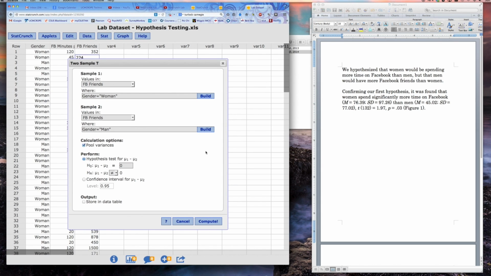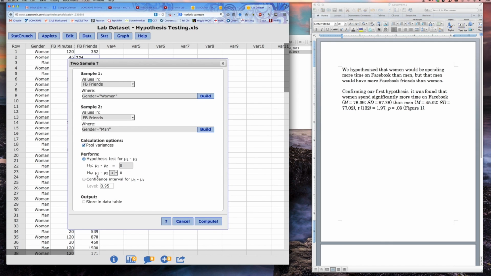And since this time we have a slightly different hypothesis, we think men are going to have more Facebook friends than women, we put men in second. So in this case, what we're expecting is this is going to be the smaller number, since this is the first group we put in, and this is going to be the larger number. And if you subtract a smaller number by a larger number, you should actually get a result that's less than 0. So in this case, you want to make the little crocodile eat the 0, because that's going to be bigger.